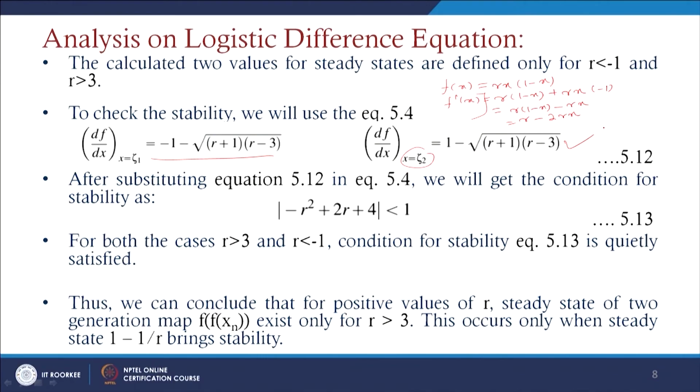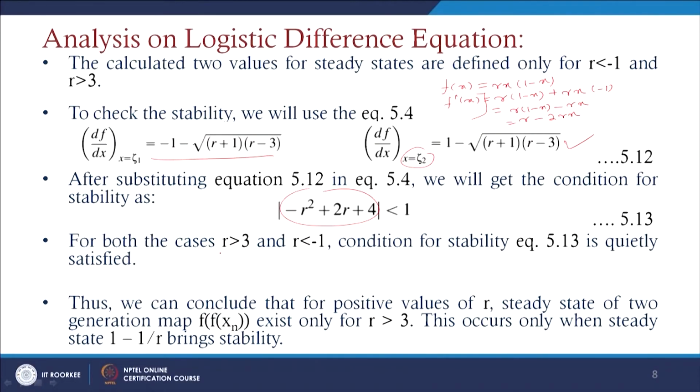And after substituting equation 5.12 in 5.4, since we have written there df by dx at x equals zeta 1 and x equals zeta 2, then we can obtain this quadratic equation. And especially if you take the fractionals here, then we cannot have a complete root here. So, that is why we have defined the ranges, that for the stability we can use that if r greater than 3 and r less than minus 1, then we can satisfy this condition there. And this condition of stability for this equation is satisfied if we assume here r greater than 3 and r less than minus 1.